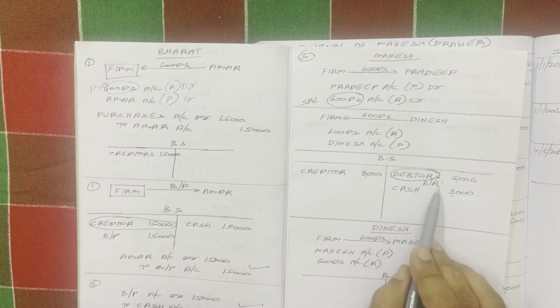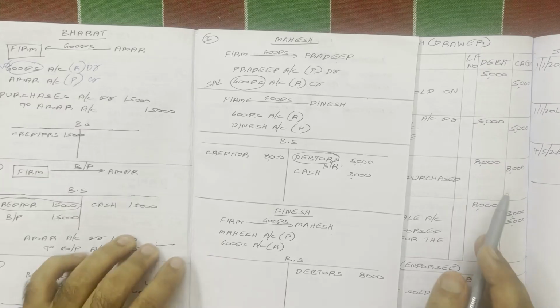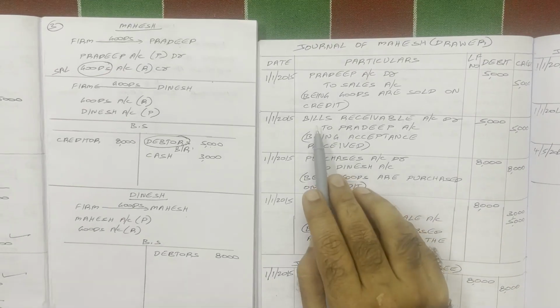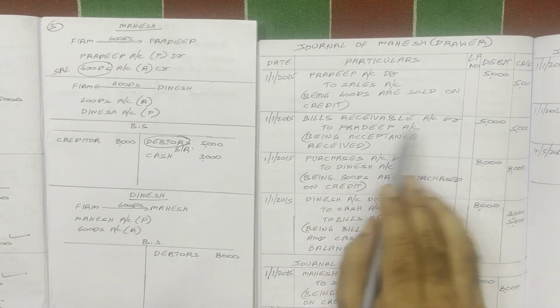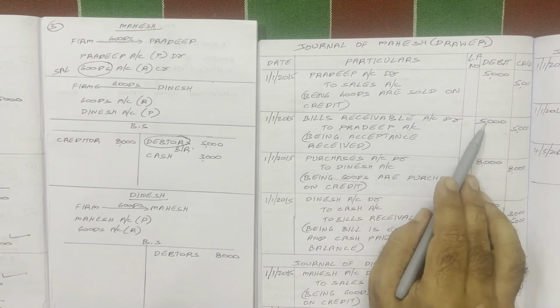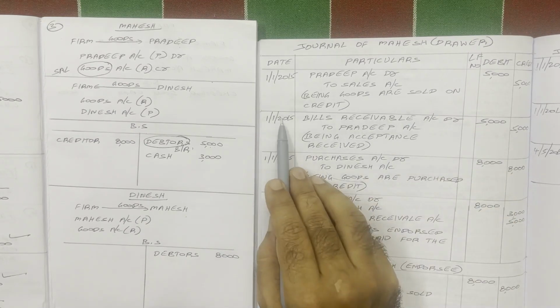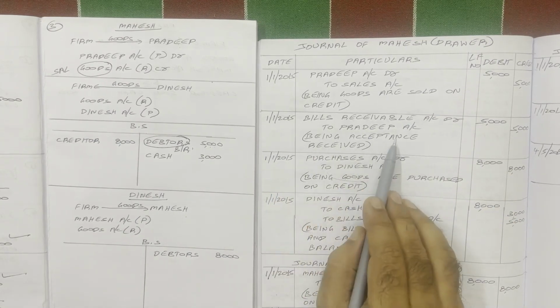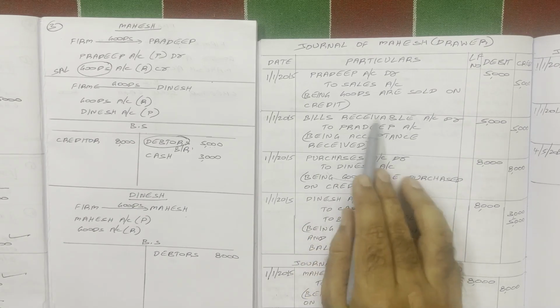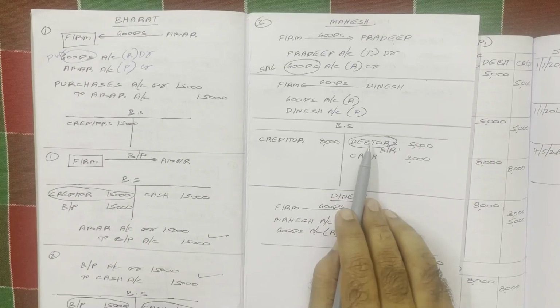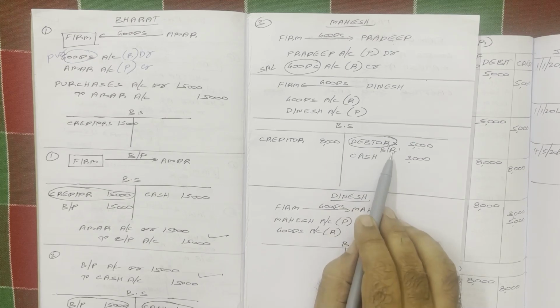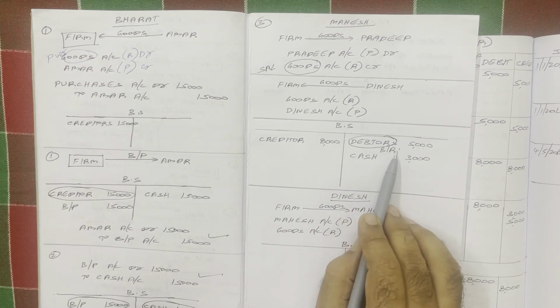We want to create bills receivable account now. Therefore, we have to debit bills receivable account. Then the final entry for receiving acceptance is bills receivable account debtor to Pradeep account 5,000 on the same day. Narration, being acceptance received. What is the result of this second entry? In the place of debtor, now a new asset is created, bills receivable.